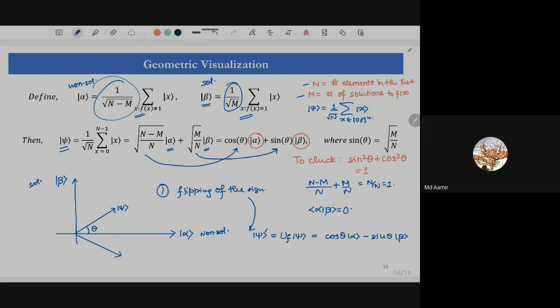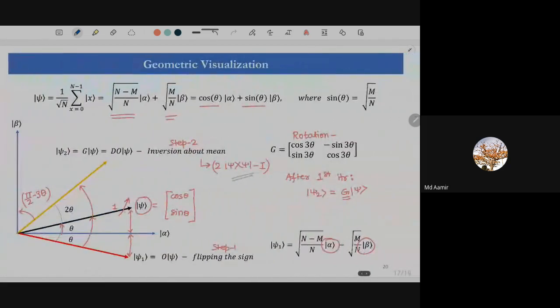So it has a positive, this one is again theta. So it has a positive component here with respect to alpha, but it has a negative component with respect to beta. And this will be our psi prime. So this is after the first step. Now let's go to the second step.